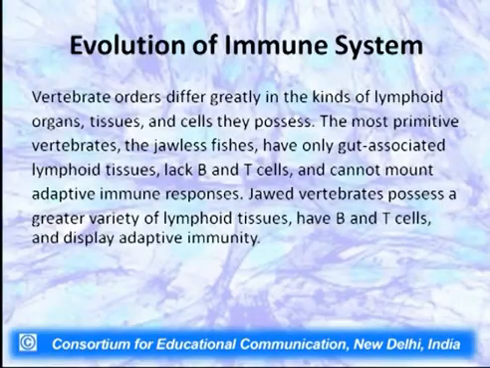Finally, the evolution of the immune system. The vertebrate orders differ greatly in the kinds of lymphoid organs, tissues and cells they possess. The most primitive vertebrates, that is, jawless fish, have only GALT, that is, gut associated lymphoid tissue. They totally lack B and T cells and hence cannot mount an adaptive or acquired immune response. Jawed vertebrates possess a greater variety of lymphoid tissues having both B lymphocytes as well as T cells and hence display adaptive or acquired immunity.